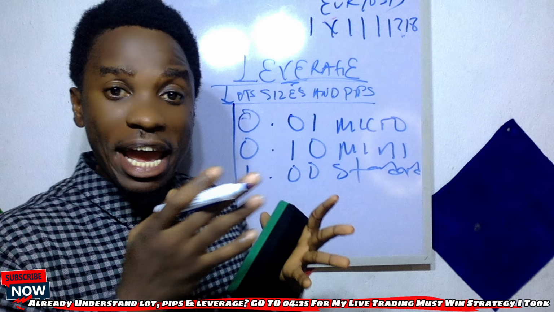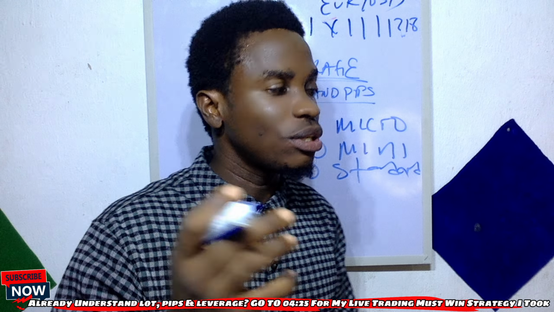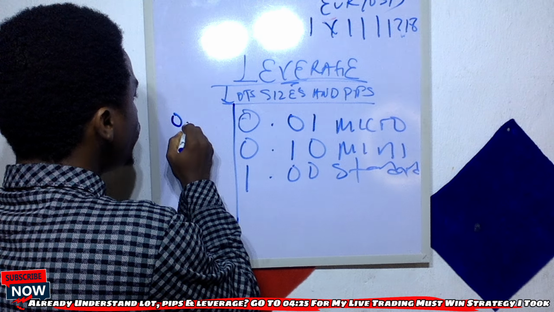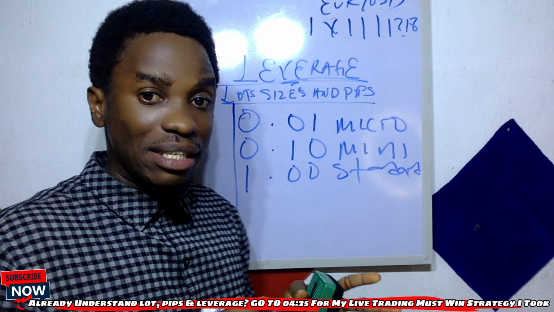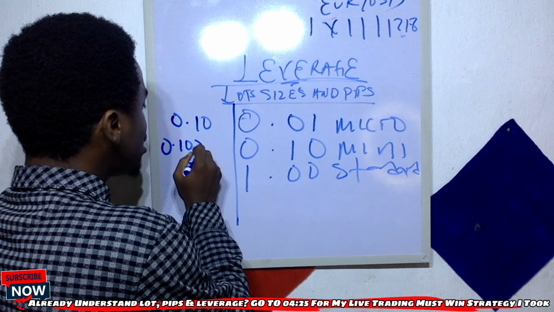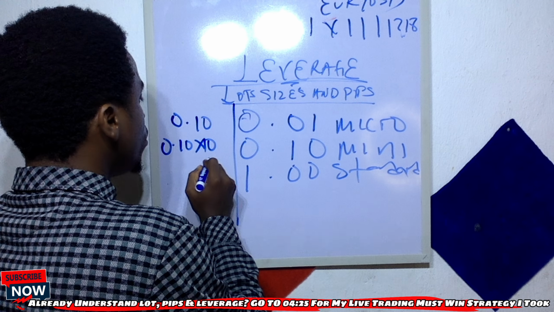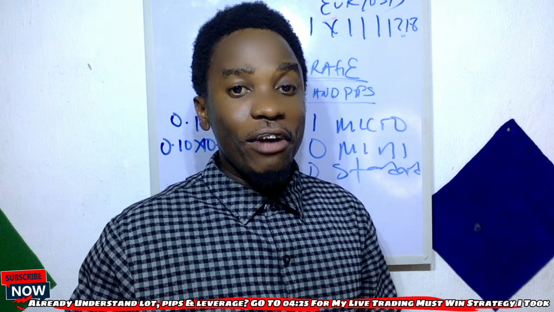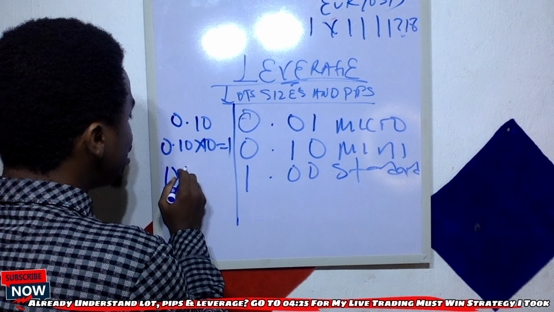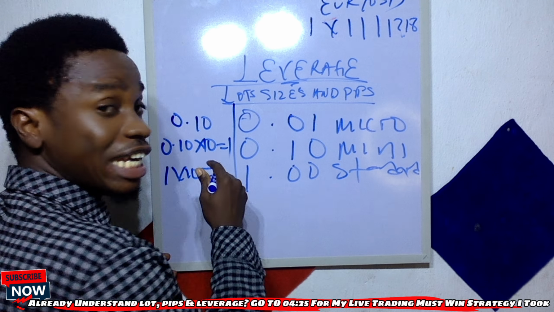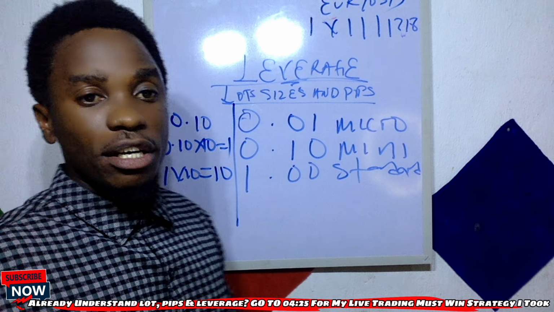Now, if your base currency is USD, that's the United States dollars, for a micro lot, which is the smallest lot size the broker is willing to offer, it's 0.10 cents. Then for a mini lot, how to calculate it is 0.10 times 10, which equals 1. Then for a standard lot size, which is the highest, for a bigger account size, it is 1 times 10, which is equal to 10 USD.